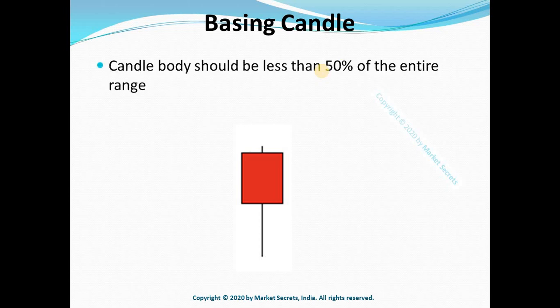Basing candle denotes candles where the candle body is less than 50% of the entire candle range. The entire candle range is nothing but the difference between highs and lows. So the body of the candle should be 50% or less than the entire candle range. It's as simple as that. So the difference between high and low should be more than double the difference between open and close price. It's as simple as that.